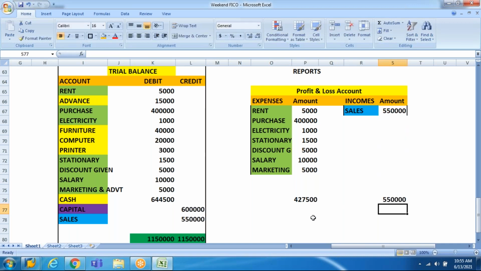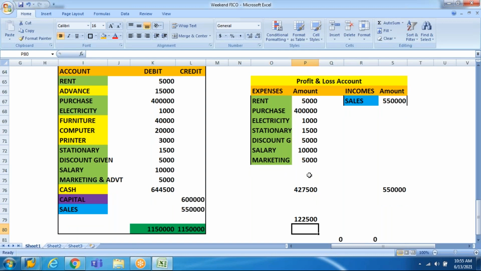Which side is more, debit or credit? Credit side. Credit is more, which means your income is more than your expenses. When your income is more, you will get a profit. So your profit is, let us calculate, 550 minus 427,500. That is 122,500.